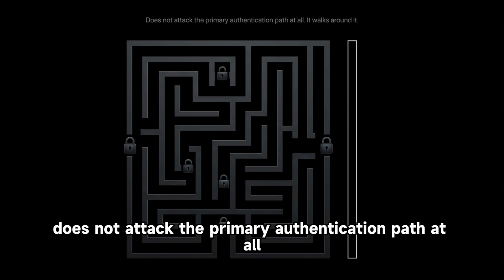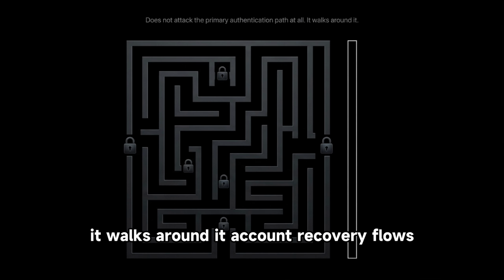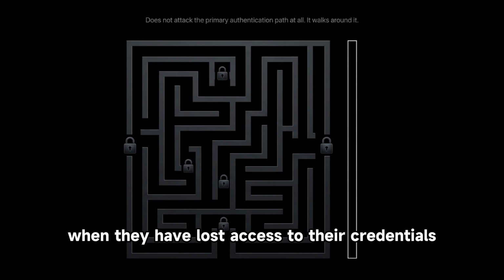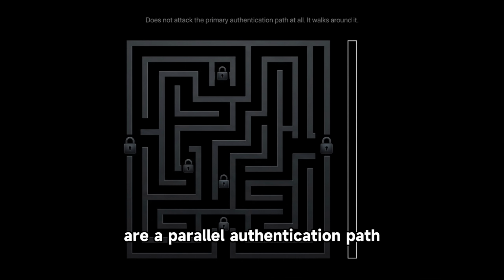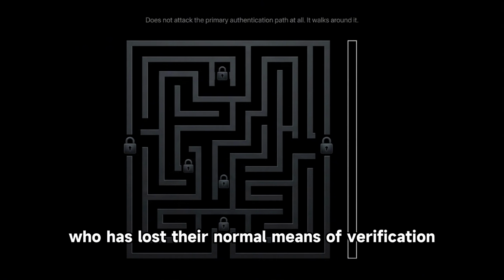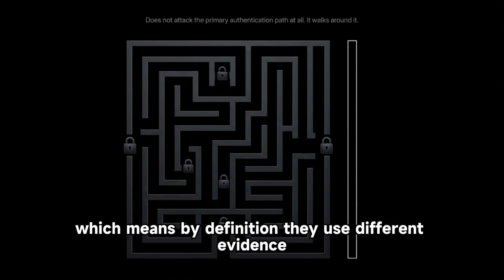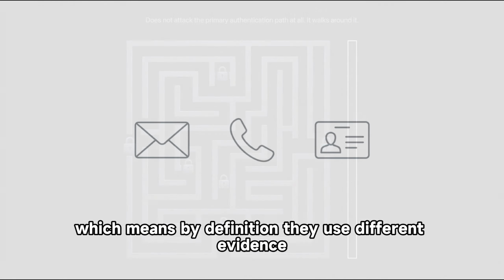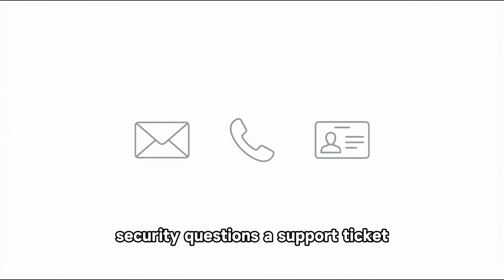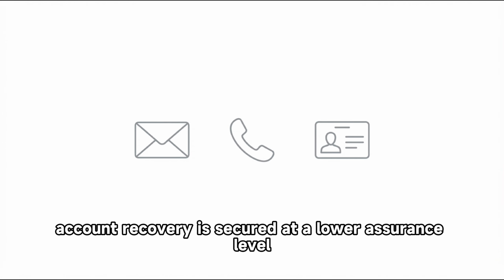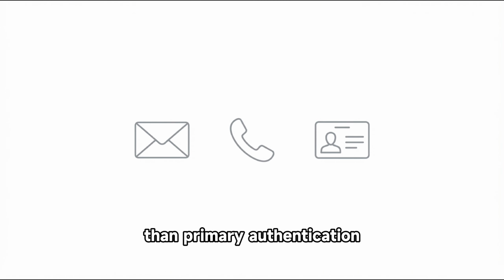The fifth pattern does not attack the primary authentication path at all. It walks around it. Account recovery flows. The path a user takes when they have lost access to their credentials are a parallel authentication path. They are designed to be usable by someone who has lost their normal means of verification, which means, by definition, they use different evidence, a backup email address, a phone number, security questions, a support ticket, a government ID upload. In most systems, account recovery is secured at a lower assurance level than primary authentication. The reasoning is user experience.